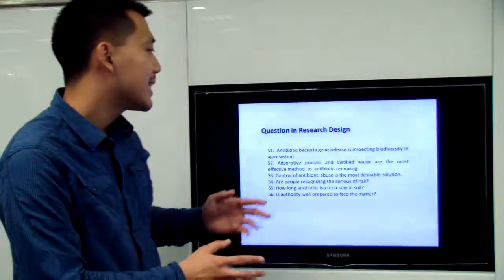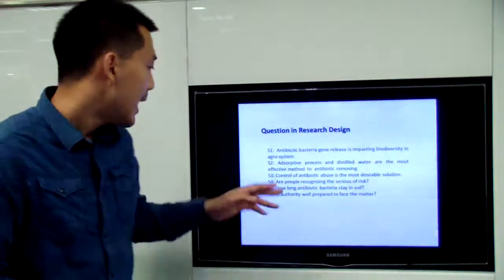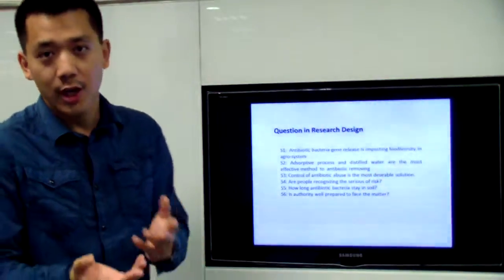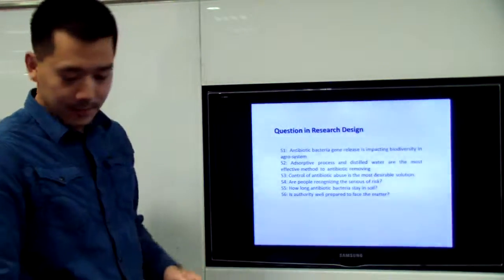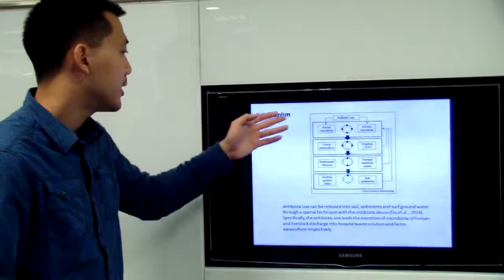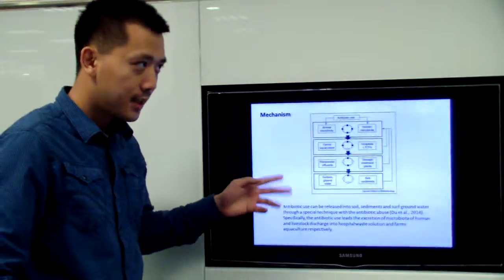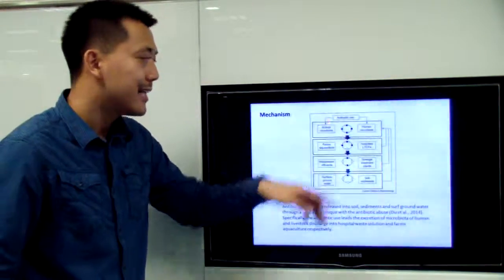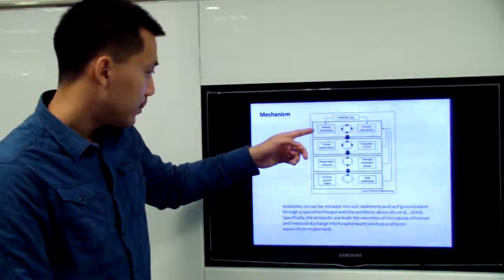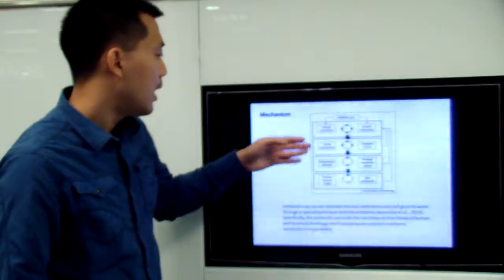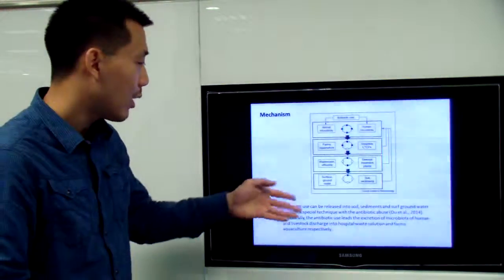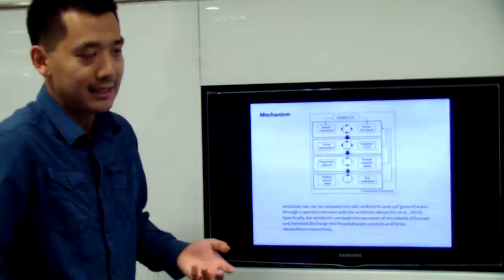Antibiotic bacteria released is impacting biodiversity in the aquatic system, and the adaptive process and the treated water are the two major methods in removing antibiotics. This flow chart clearly shows the mechanism of the issue. These are the two major ways from antibiotic use to entering the natural system: from animal microbiota and human microbiota, through the farm system and the hospital sewage treatment system, it eventually gets into surface water, groundwater or soil sediment.